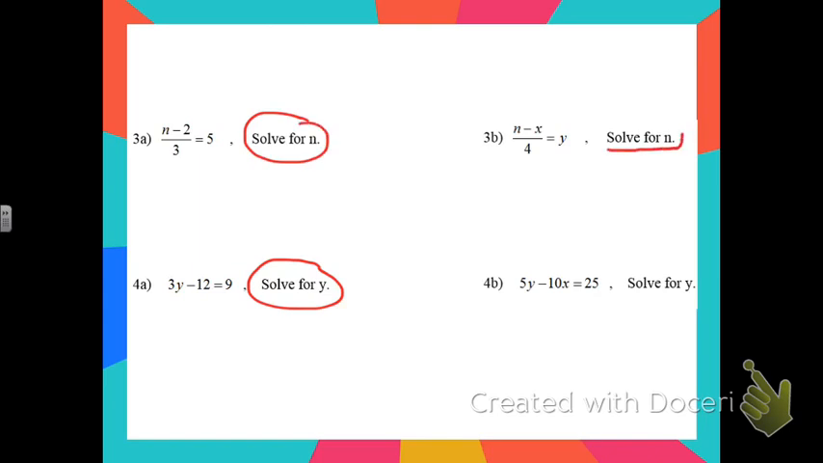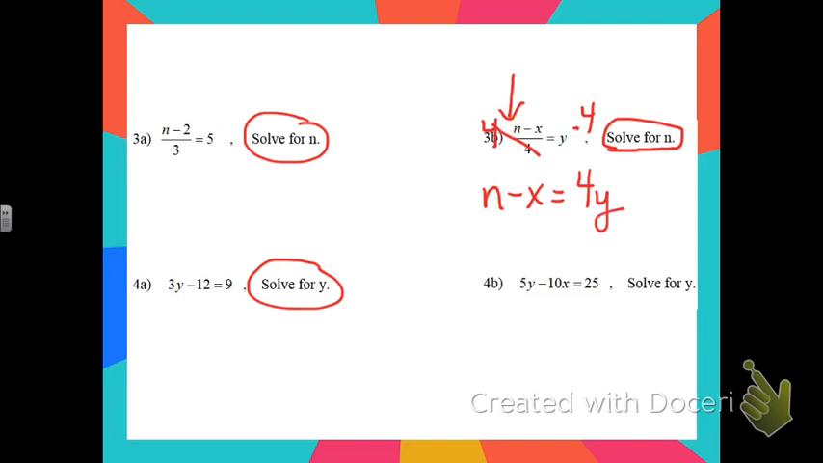Here's one that's a little tricky. Solve for n. So there is my n. Well, the thing that we need to do is get rid of this fraction, because we can't do anything with the n until the fraction is gone. So the fraction means divide by 4. I'm going to multiply both sides by 4. So n minus x equals 4y.